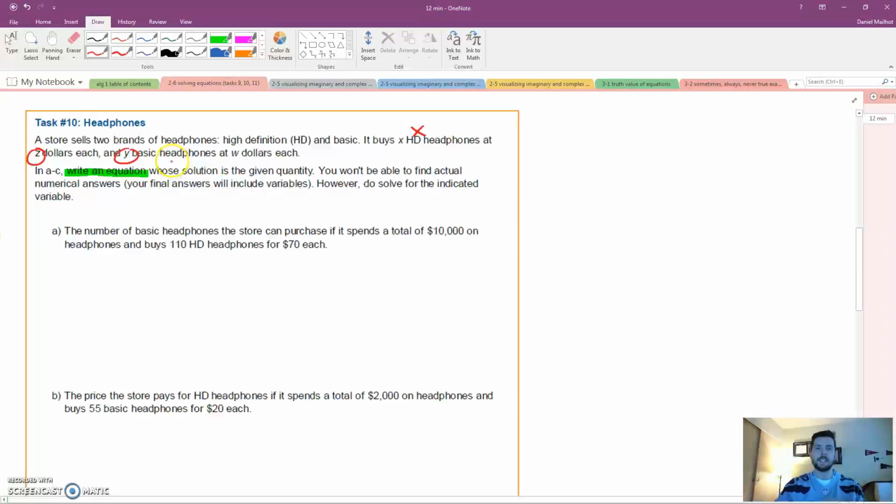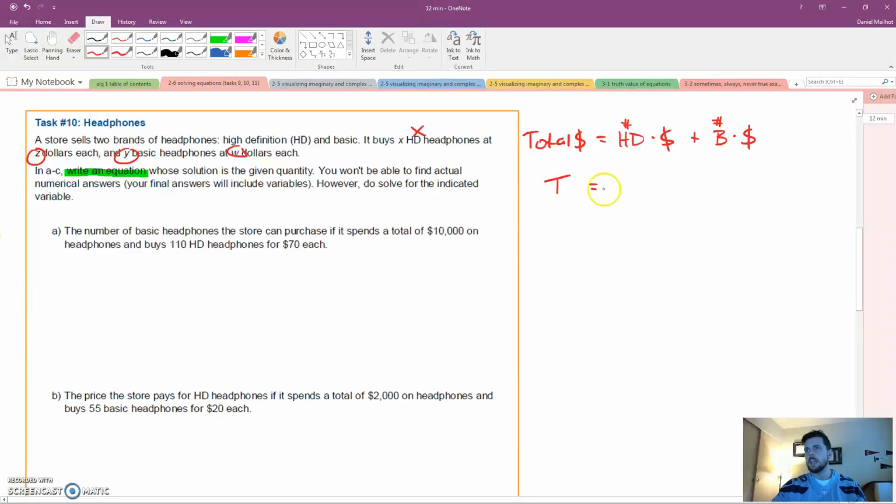Y is your basic headphones, and W is the price for those basic headphones. So if we wanted to calculate the total spent on all the headphones, wouldn't it be the HD times how much those cost, plus the basic times how much those cost, right? HD and basic times how much they cost. Maybe like the number of HD and basic bought. Well, let's use the variables.